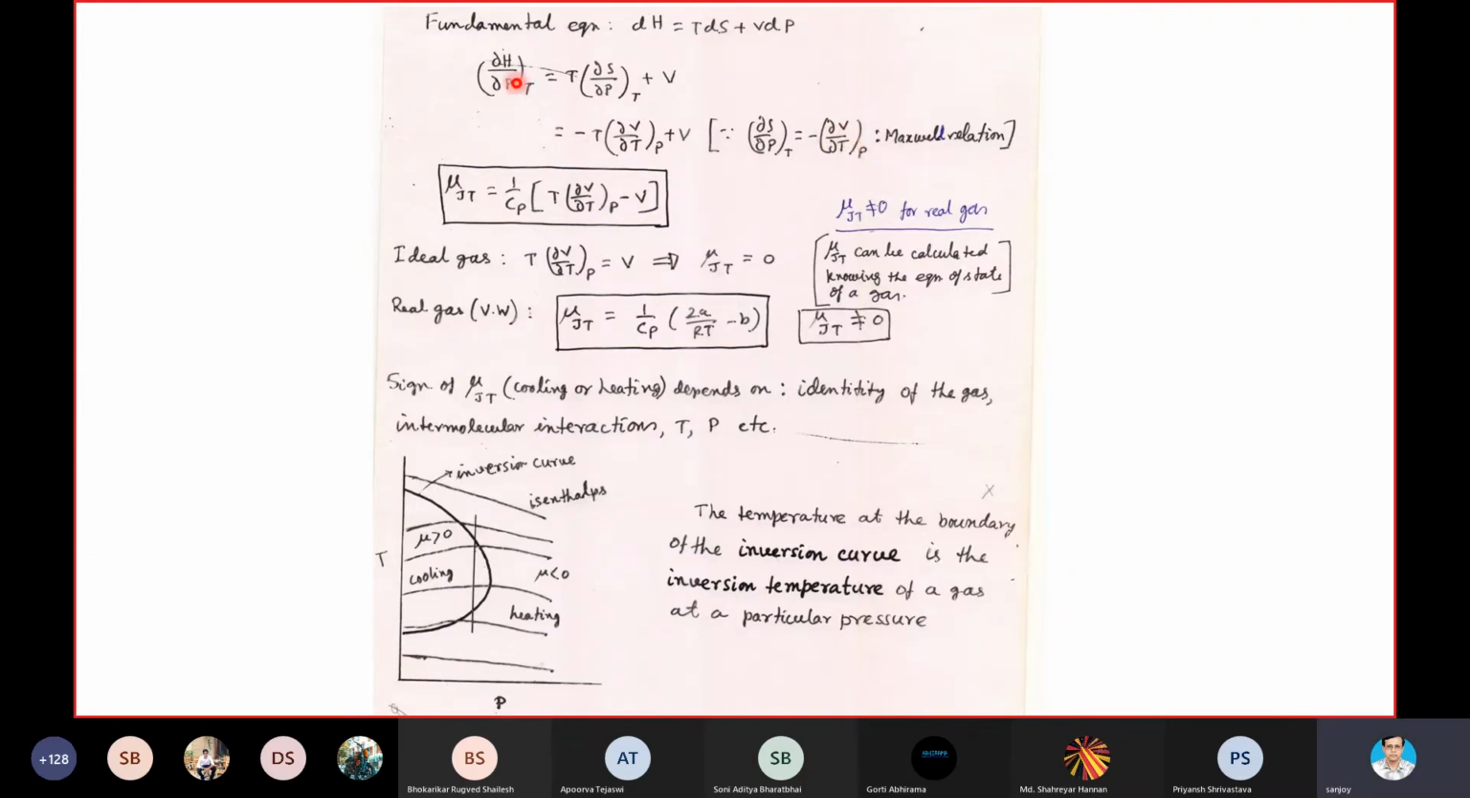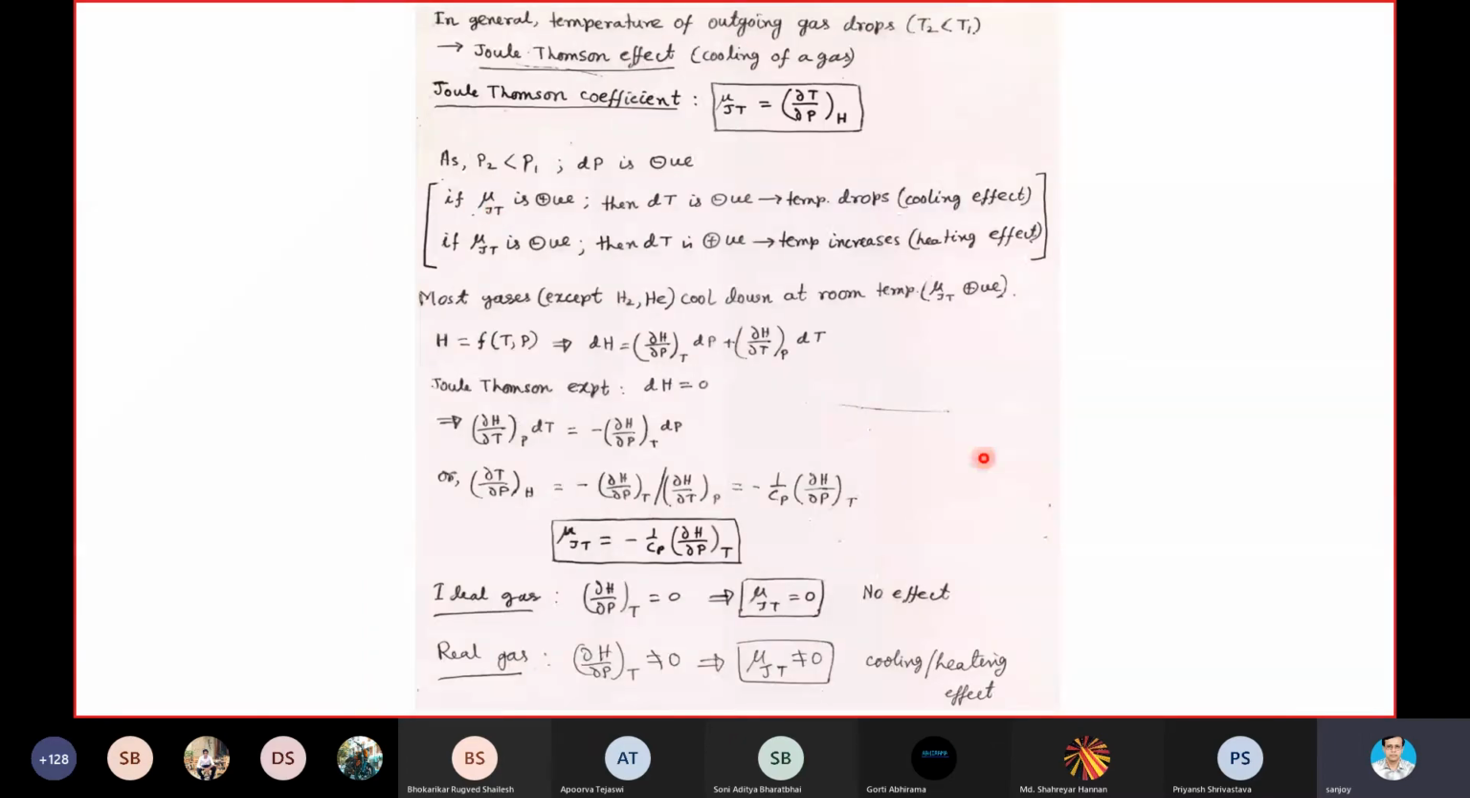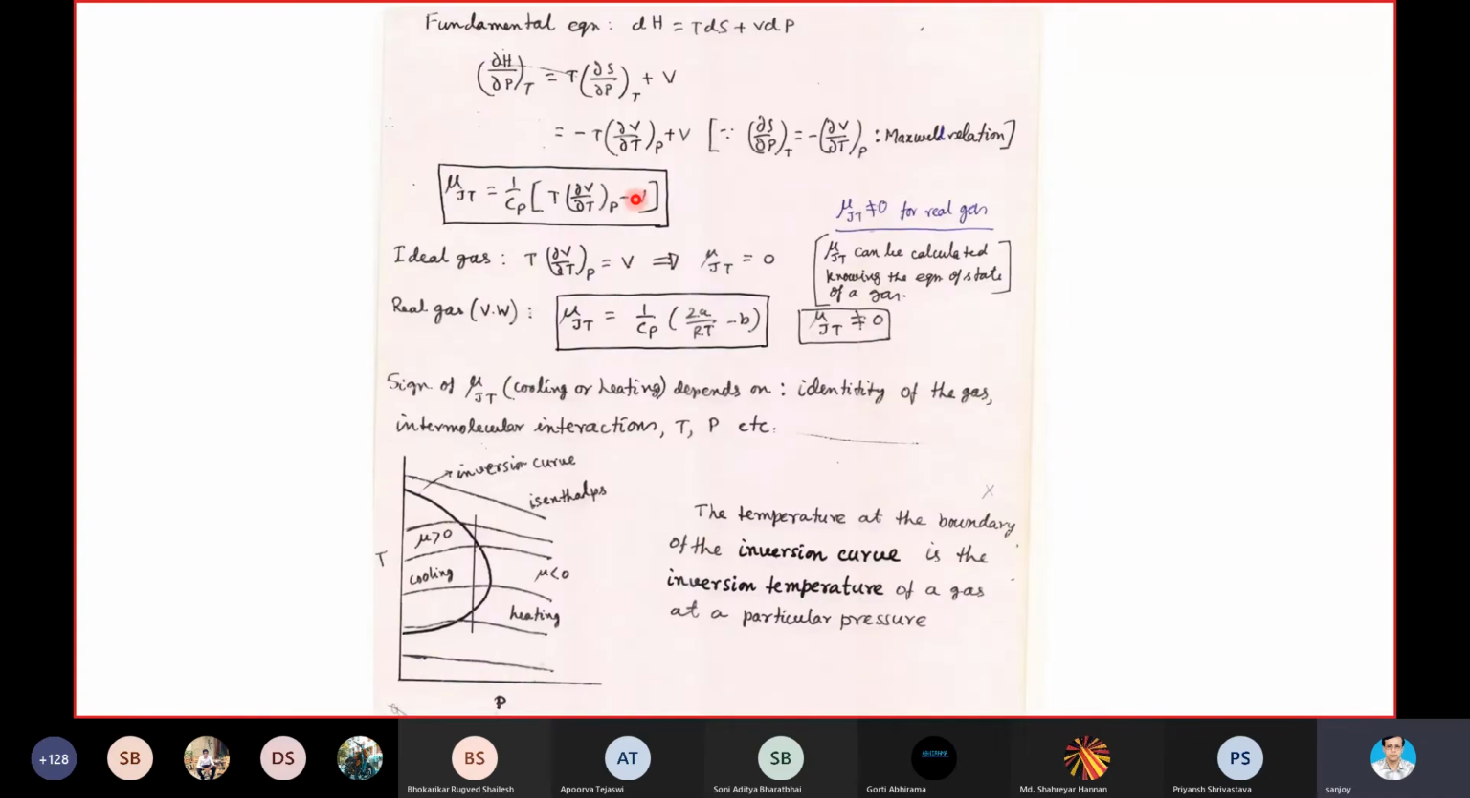So I write it down here. Del H del P at constant temperature is basically minus T del V del T at constant pressure plus volume. See, all these things are connected with state parameters. So therefore, we can use the equation of state. So now mu JT becomes, mu JT was minus 1 by Cp times this term. So this term we are replacing with this. So it becomes 1 by Cp times T del V del T at constant P minus V.